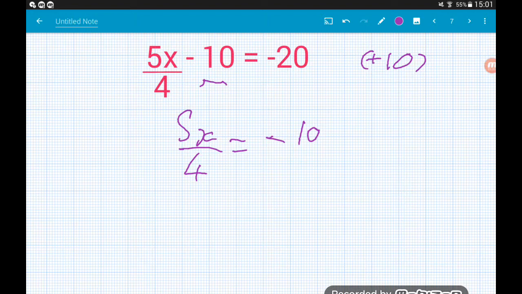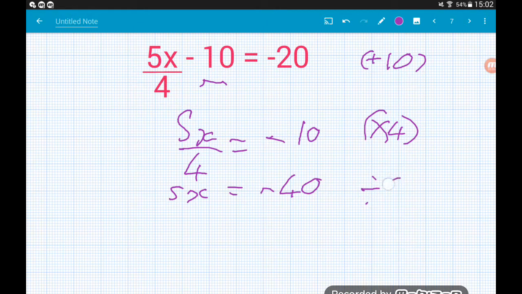And again, really, I would recommend moving the bottom of the fraction first. So that's a division by 4. So to move it, we're going to multiply it by 4. And that's going to leave us with 5x equals minus 10 times 4, which is minus 40. And then finally our last step, to move that 5, we divide it away. And that will leave us with x equals minus 8, because minus 40 divided by 5 is minus 8.